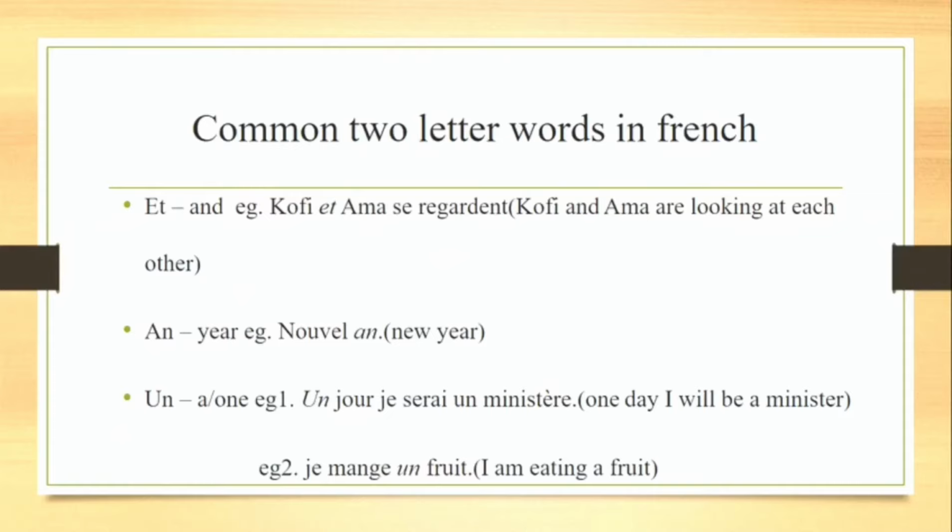The next word is an, which means year in English. Example, Nouvel An, New Year. Next, we have un. Un can mean a or one in English. Example 1. Un jour, je serai un ministre. One day, I will be a minister. Example 2. Je mange un fruit. I'm eating a fruit. So in example 1, un means one. But in example 2, un means a.